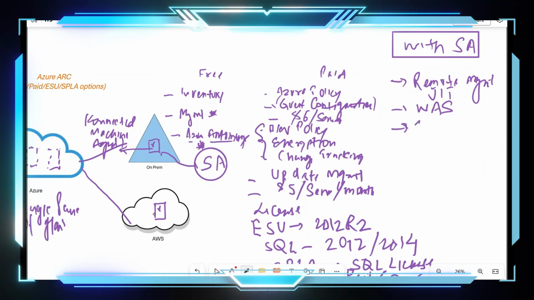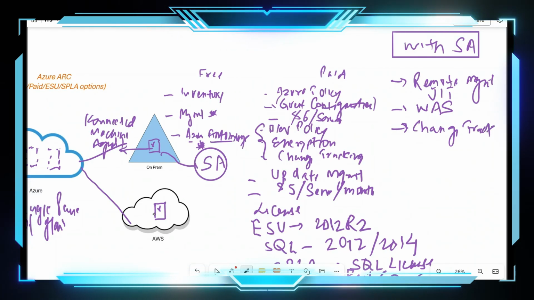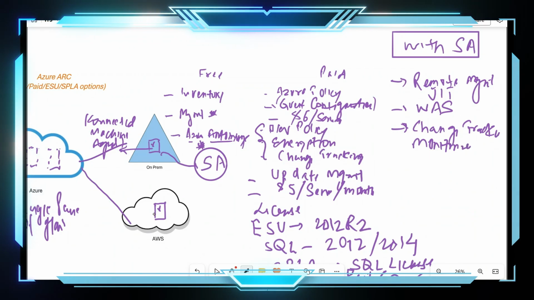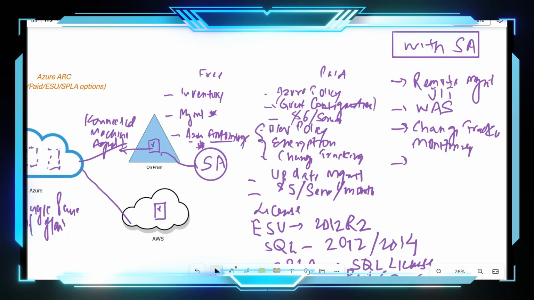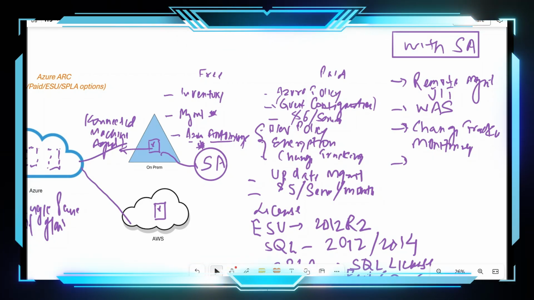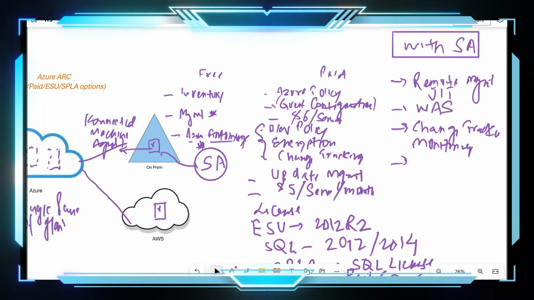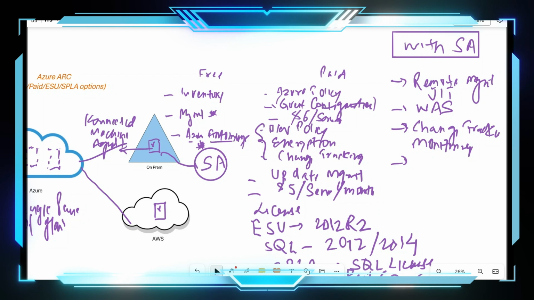Change Tracking monitoring. That is also part of your software assurance. Now, there is going to be some additional cost because in order to enable Change Tracking monitoring, you need to have a Log Analytics workspace. So that's on top of that. There's going to be a separate cost, but these components are going to be free for you.